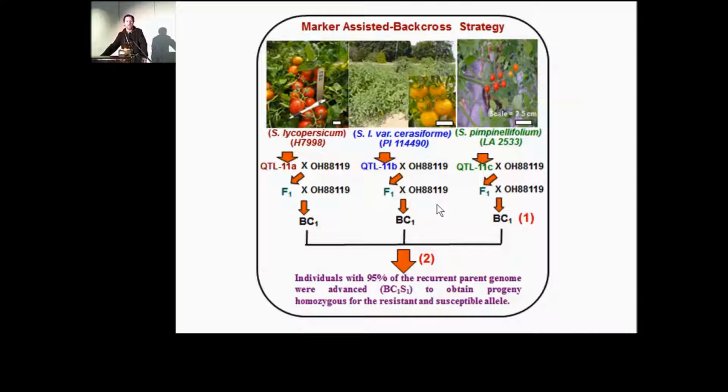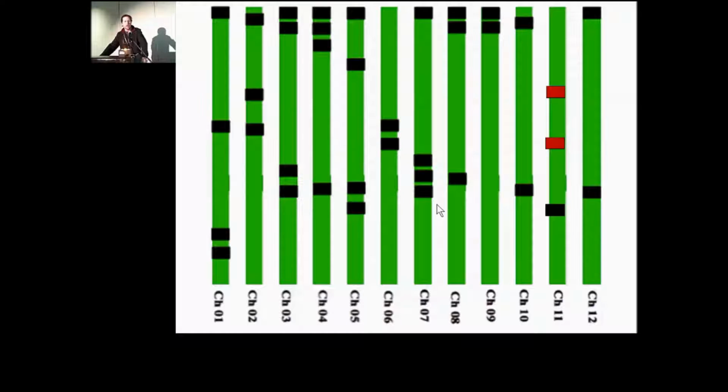And so again, he took a backcross strategy using QTL from Hawaii 7998, from a wild cherry tomato, this PI 114490, and then from a Pimpinellifolium. And so he repeated this basic strategy. This shows the distribution of markers. The red bars represent the region on chromosome 11 that he was selecting for, where the QTL is. The black bars represent the background markers that he identified and chose.